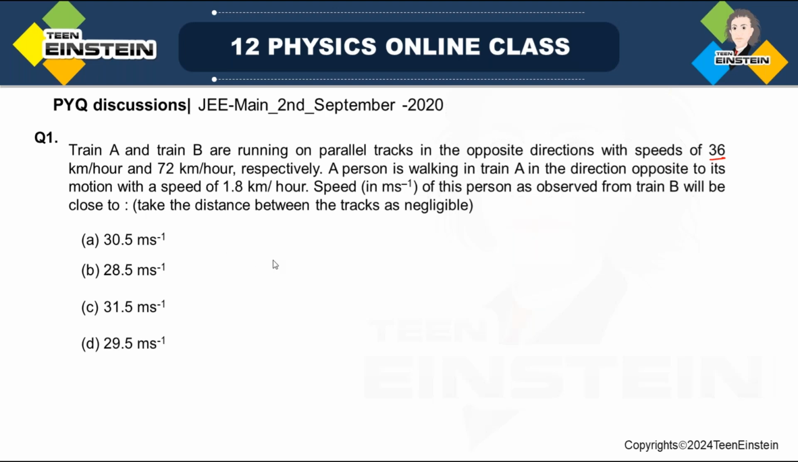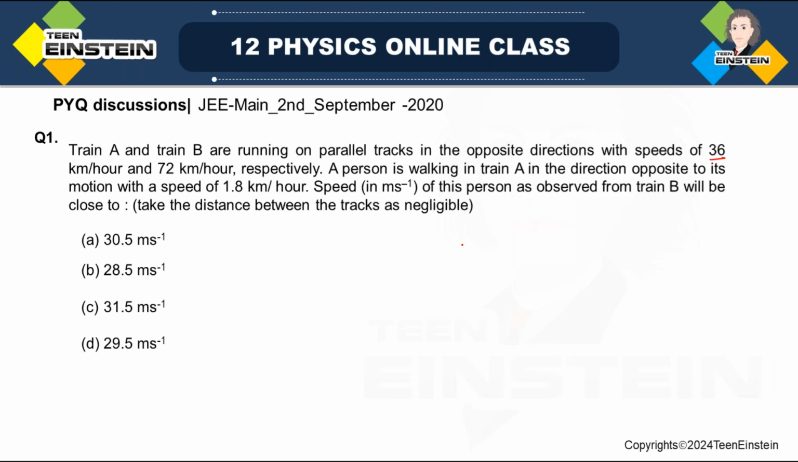So this is actually a problem of relative motion. You have to find out, if a person is walking in train A in the direction opposite to its motion with speed 1.8 km per hour, the speed in meter per second of this person observed from train B will be close to what out of these four options.